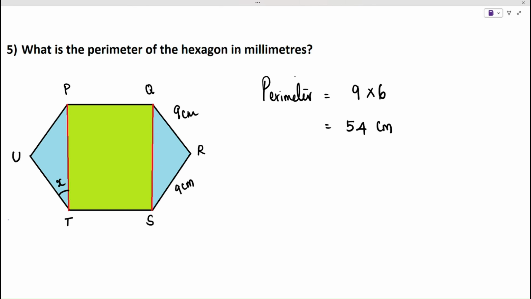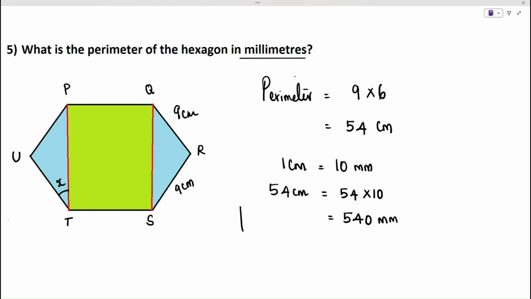Nice, easy mental maths for us. But this is 54 centimeters. And the question asks us to give it in millimeters. So we know that 1 centimeter is equal to 10 millimeters. So with our 54 centimeters, we're going to multiply that by 10, and we get 540 millimeters. And 540 millimeters is the perimeter of our hexagon.